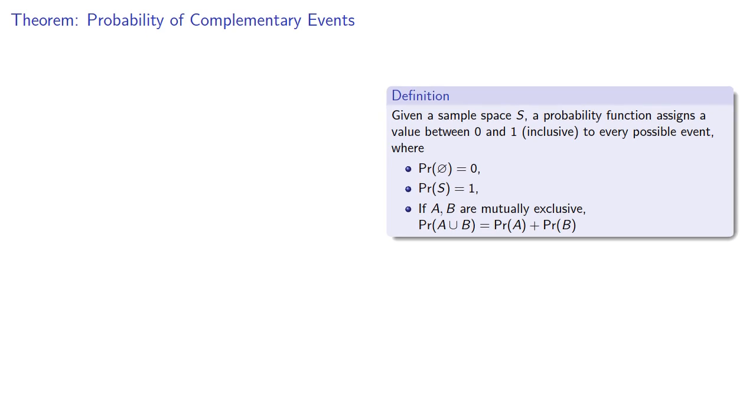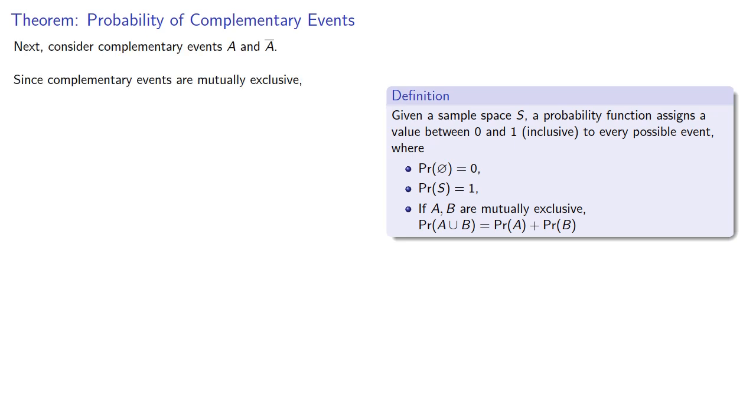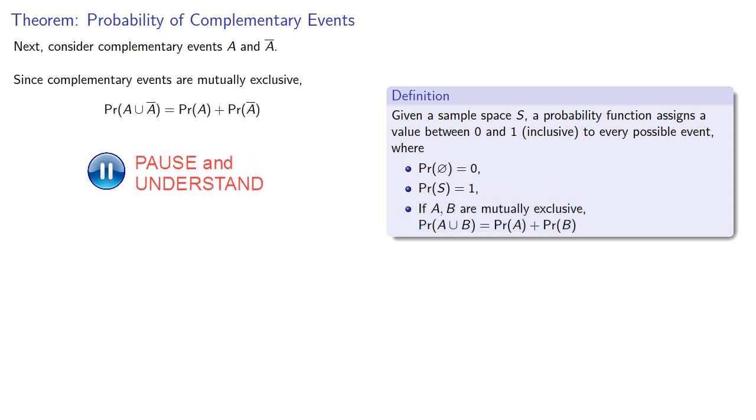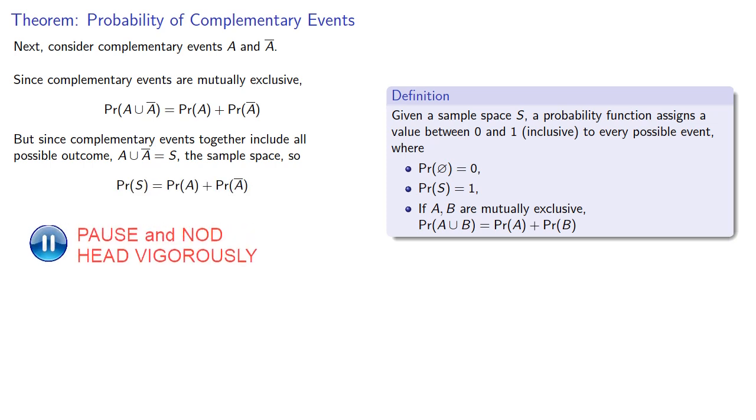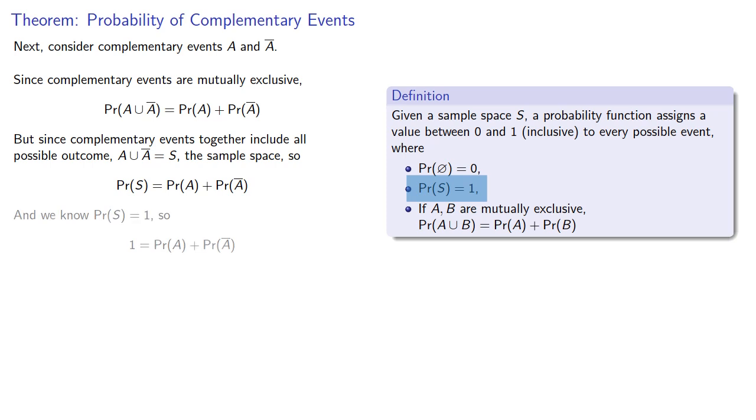So from here, we can actually find a lot of probabilities. Let's consider complementary events A and A complement. Now, since complementary events are mutually exclusive, then our definition says the probability of the union is the sum of the probabilities. But since complementary events include all the possible outcomes, their union is the sample space. And we know the probability of the sample space is 1, and so we have P(A) + P(A complement) = 1.